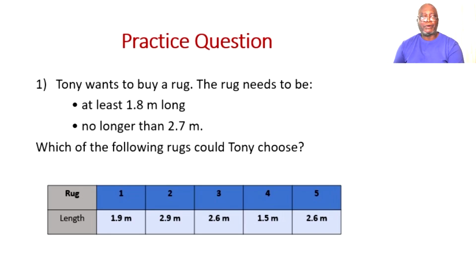Tony wants to buy a rug. The rug needs to be at least 1.8 meters long and no longer than 2.7 meters long. Here you're given a range of between 1.8 and 2.7. Longer? No. Shorter? No. So, which of the following rugs would Tony choose? You're given 5 rugs there to choose from.